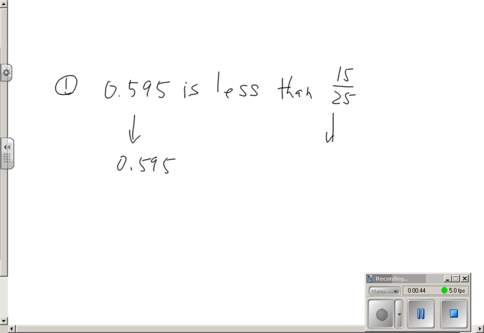Well, fortunately, when I look at 15/25, I see a denominator that I like. It's one of those denominators that can be transformed into an equivalent fraction that has a base 10 denominator, and a base 10 denominator is simply a 10 or a 100 or a 1,000. So if I multiply this by 4 and this by 4, I know I'm creating an equivalent fraction because I know what equivalent fractions are. And an equivalent fraction to this would be 60 hundredths.